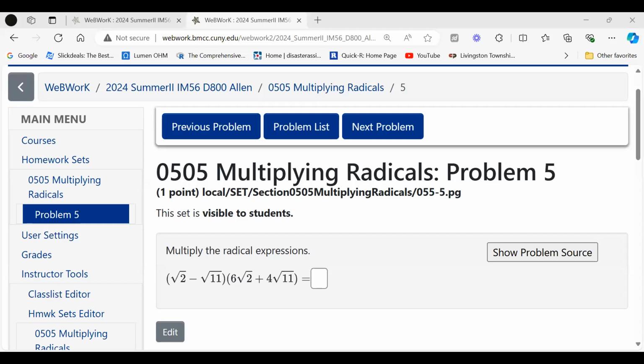Okay, so let's start with some of the questions from the multiplying the radicals.